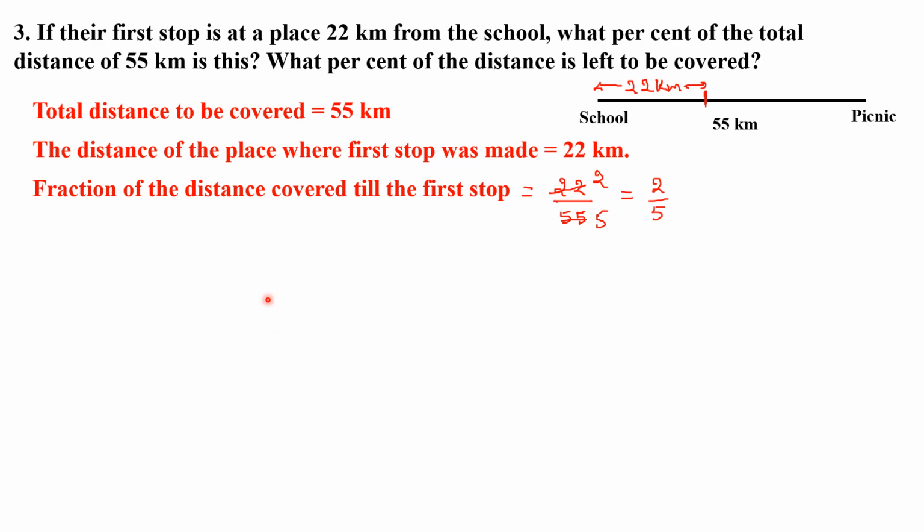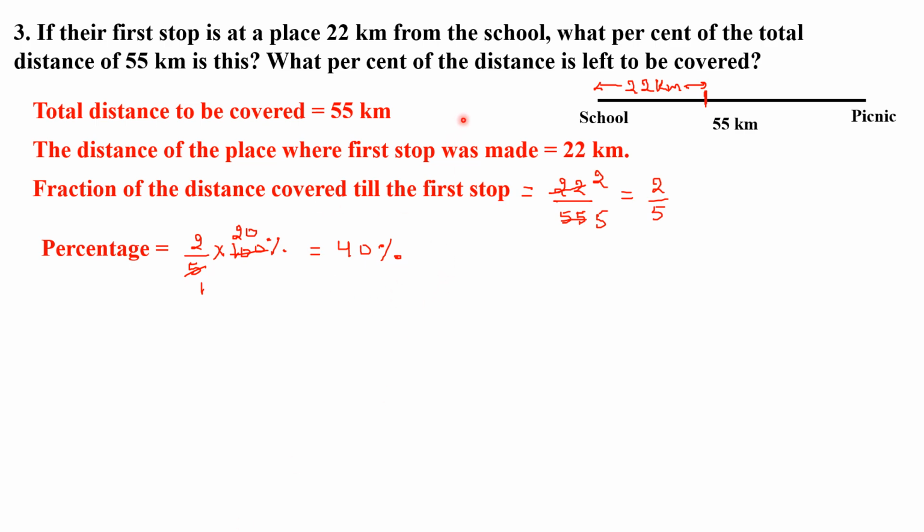And now we have already studied how to convert a fraction to a percentage. To convert a fraction to a percentage, we have to multiply the fraction by 100 and then put the percent sign. So let's calculate the percentage. It will be 2 by 5 multiplied by 100, and then put the percent sign. Now you have to reduce it: 5 times 1, 5 times 20. So you are going to get 2 into 20, which is 40%. So the percentage of the distance they have covered is 40%.